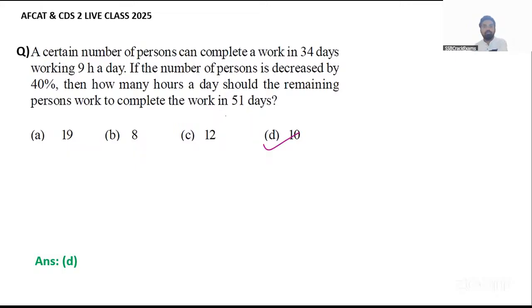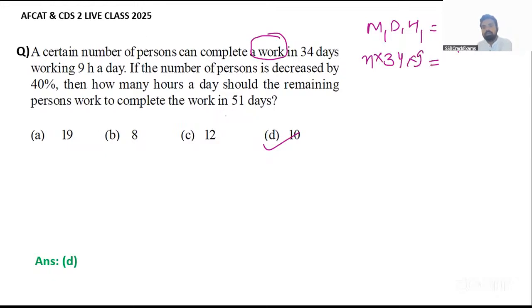Okay, once more. See, we have the same work. In case of the same work, man days and hours in the first case is equal to man days and hours in the second case. So we will use the formula m1 d1 h1 is equal to m2 d2 h2. So in the first case we have n number of persons because we do not know the number of persons. They completed the work in 34 days and they were working 9 hours a day.